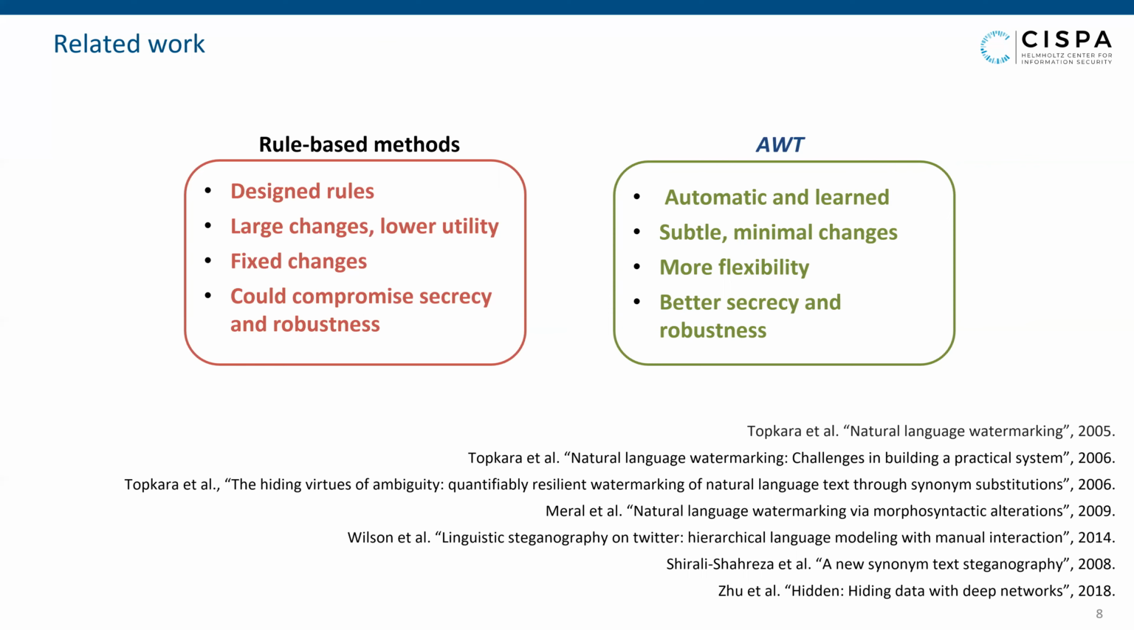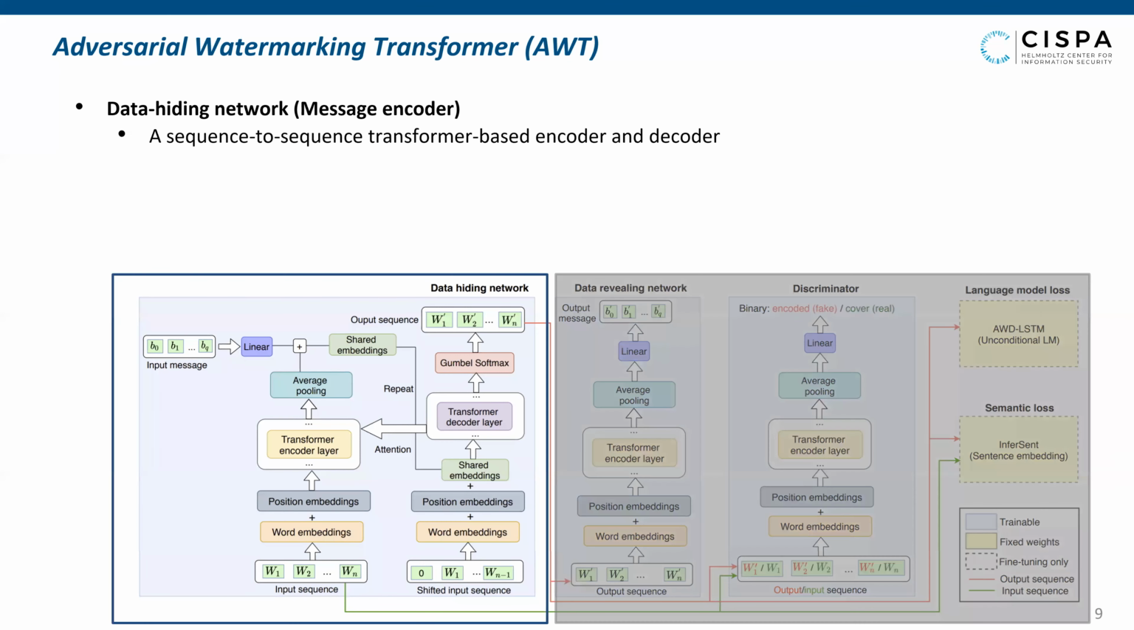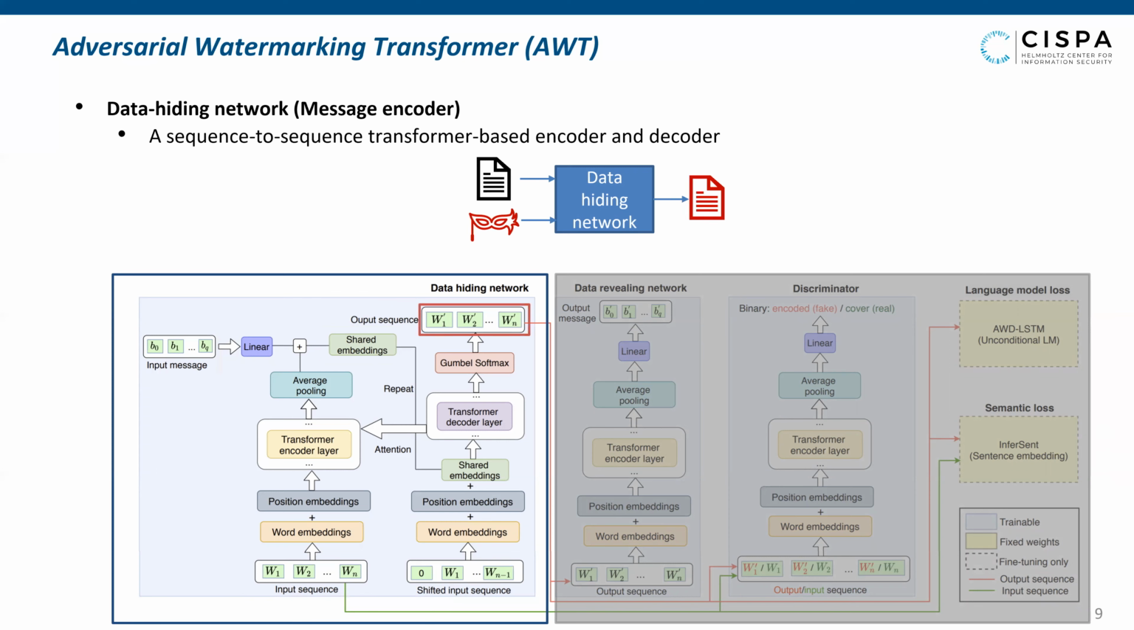Now we will present more details about our method. AWT consists of a data hiding network, a data revealing network, a discriminator, and other complementary losses. The backbone models are transformer encoders or decoders. We start with the data hiding network, which is a sequence-to-sequence model consisting of an encoder and a decoder. The encoder takes the input text and the input binary message and produces a shared embedding of them, which will be passed to the decoder. The decoder generates the watermarked sequence.